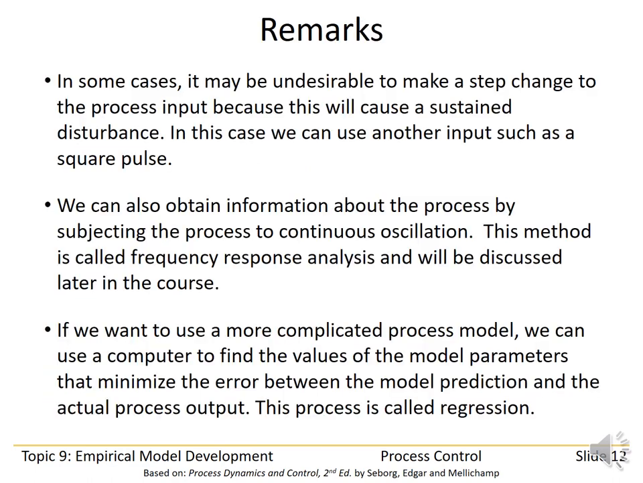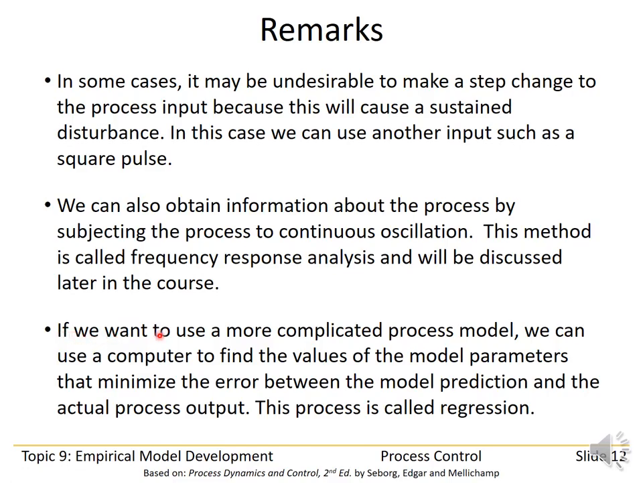Okay, a few remarks about empirical model development. In some cases, it may be undesirable to make a step change to the process input because this will cause a sustained disturbance to the process. In this case, we can use another input, such as a square pulse, but of course we'll need a different method, graphical or analytical, in order to determine our model parameters from the response of the output variable. Second point is that we can also obtain information about the process by subjecting the process to continuous oscillation. This method is called frequency response analysis, and it will be discussed later in the course.